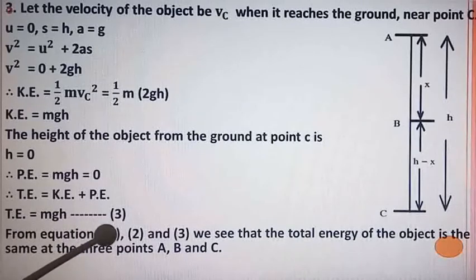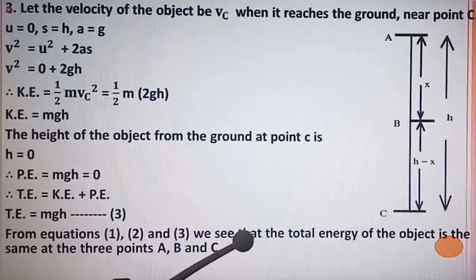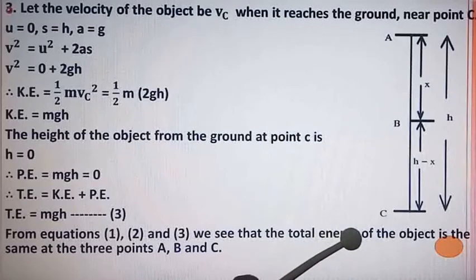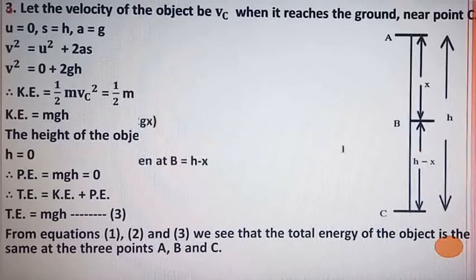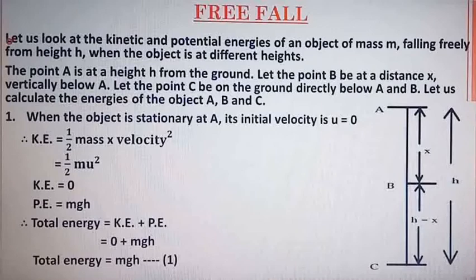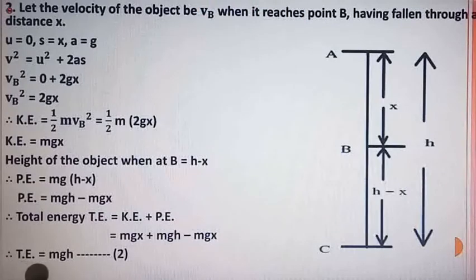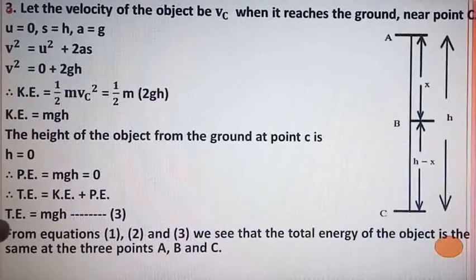And what can you derive from all the 3 equations? From equations 1, 2 and 3, we can see that the total energy of the object is the same at all the 3 points, that is A, B and C. Let us look once again. Let us refer to all the 3 equations. First equation, total energy is mgh. Second case, total energy is mgh. And in the third case also, total energy is mgh.